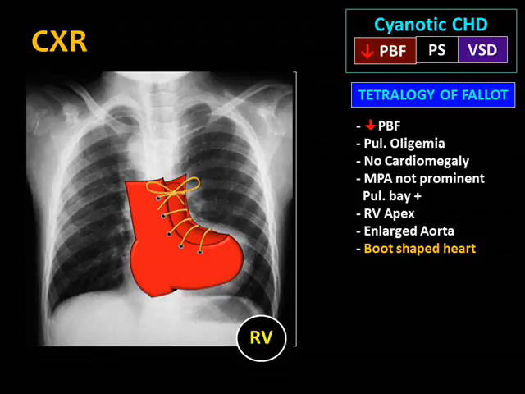This is a classical chest X-ray of TOF showing decreased pulmonary blood flow or pulmonary oligemia with dark lung fields. No cardiac enlargement. MPA is not prominent and the pulmonary bay is seen. More specifically, note the RV apex with boot-shaped heart. Enlarged aorta is seen along the right heart border because the deoxygenated blood gets diverted into the aorta instead of going completely to the lungs. So the aorta has double input from LV and also RV. Also check for right aortic arch by seeing the indentation on the right side of the distal tracheal air shadow.